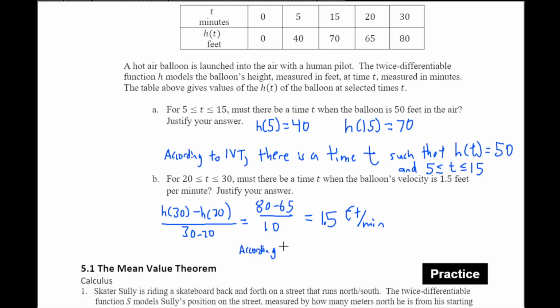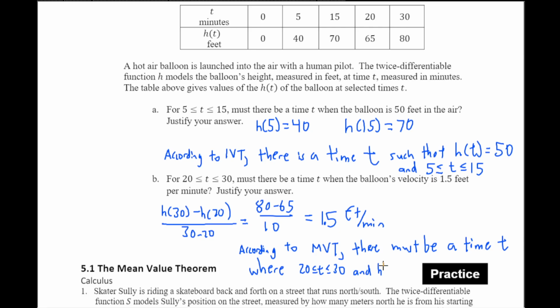according to MVT, there must be a time t where t is in between 20 and 30 and h prime of t is equal to 1.5. So the answer here is yes.